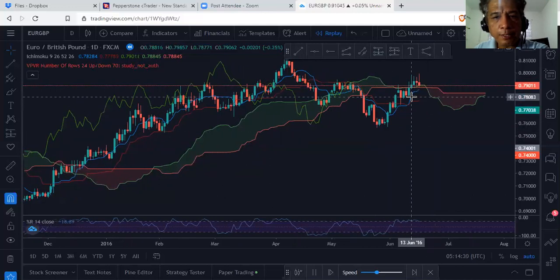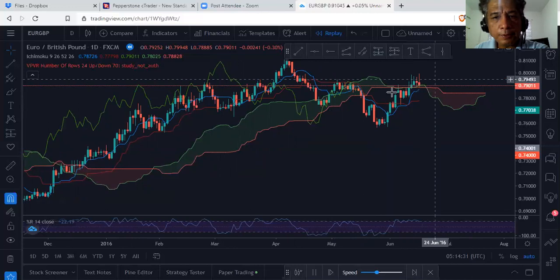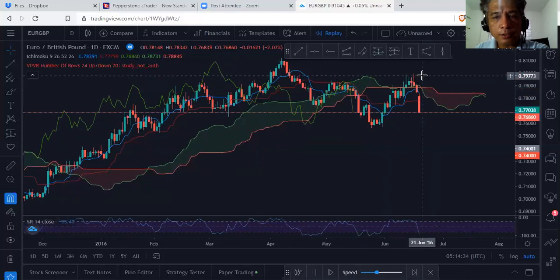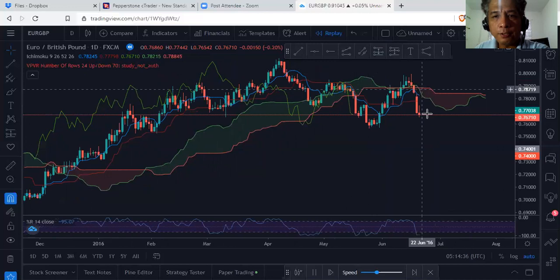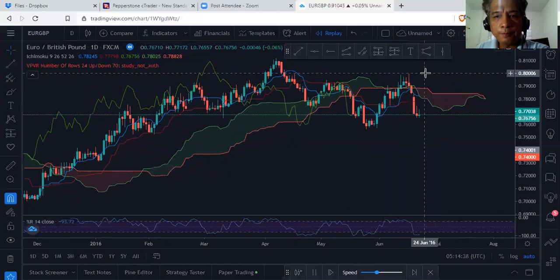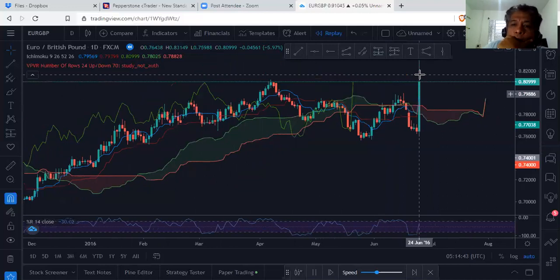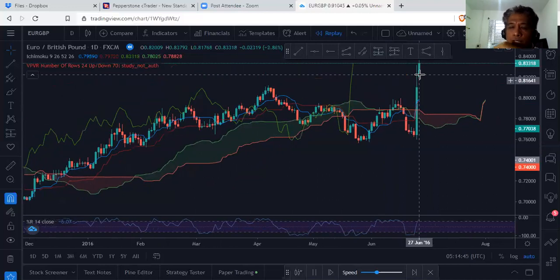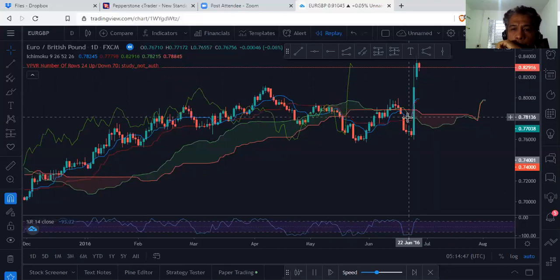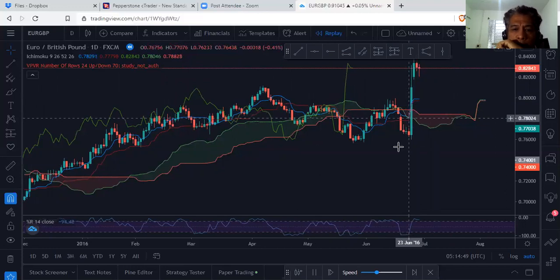Chikou is above the price. One, two, three. So I can sell it here. All right, stop loss here. So I got it. Win it here. Just hold it there. Let's see. Oh, it was hit. But actually, I have a winner. So supposedly, I have to break even here.